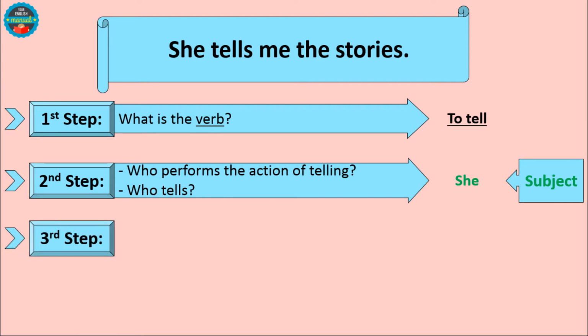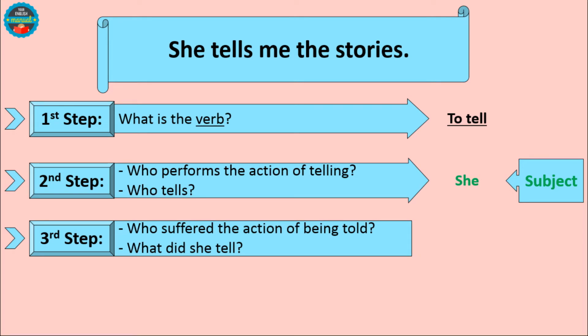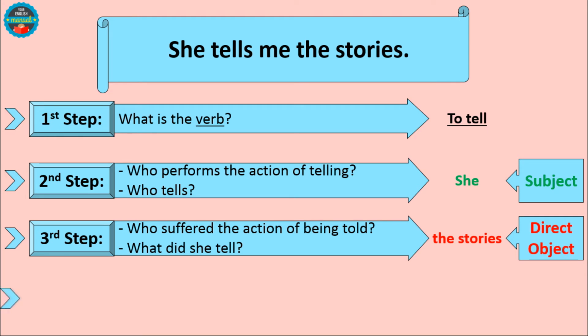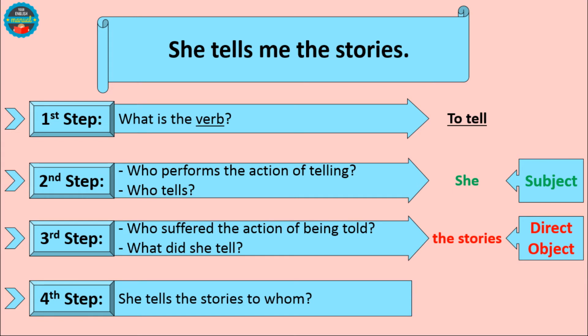Third step. Who suffered the action of being told, or what did she tell? Answer, the stories. So the stories is the direct object of the verb to tell. Fourth step. She tells the stories to whom? Answer, me. So me is the indirect object of the verb to tell in the sentence.